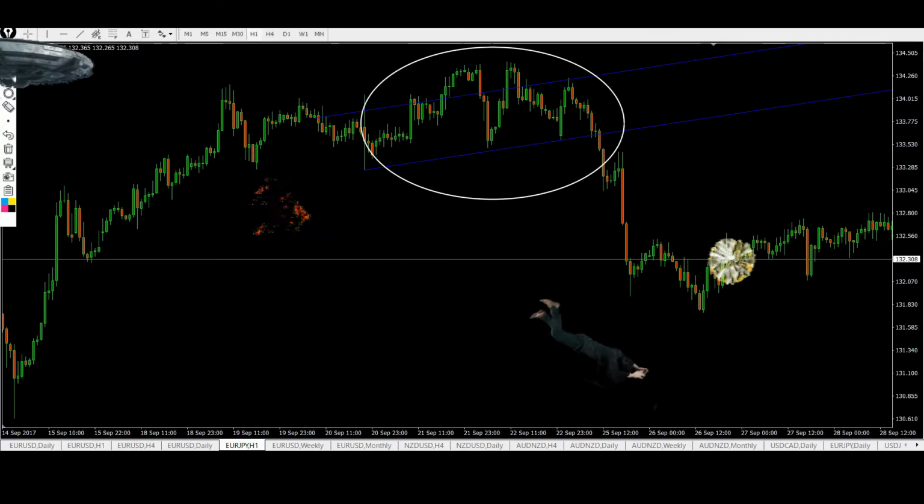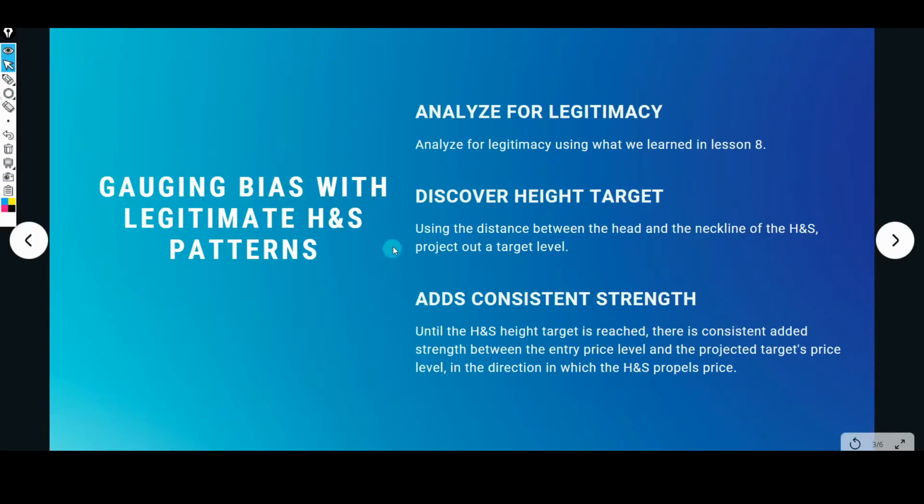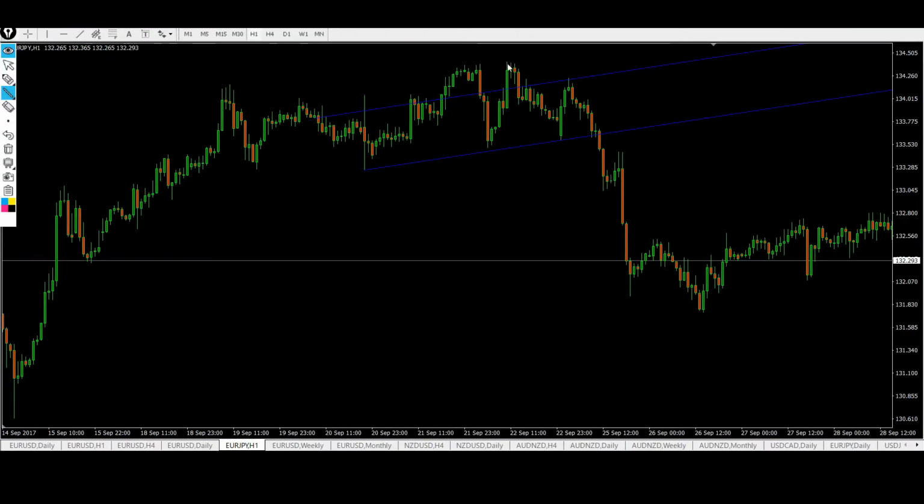Okay, let's go to number 2. Alright, number 2, discover height target. Using the distance between the head and the necklines of the H&S, project out a target level. Okay, so using the pivot high of the head, which is right here, and drawing a straight line down to the main neckline, that gives us the distance that we have to project in order to know the target level for this H&S pattern. So let's go ahead and do that. Roughly that distance will be around here. So this H&S's projected target level will be at this price level right here.